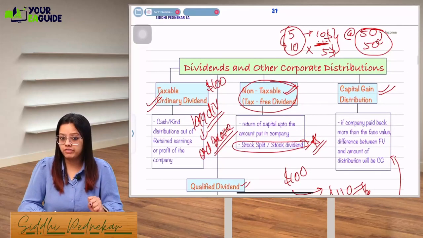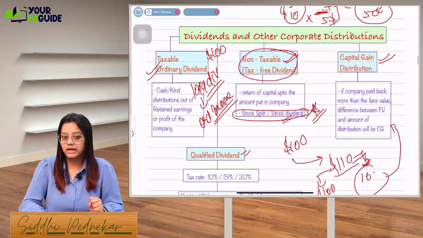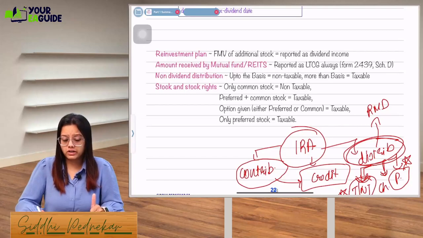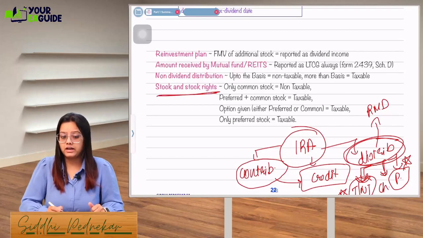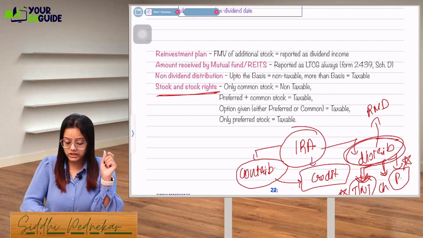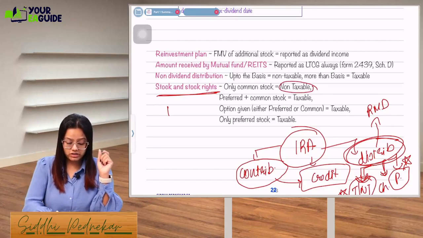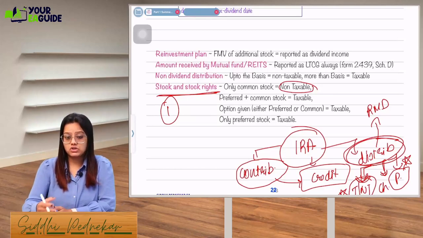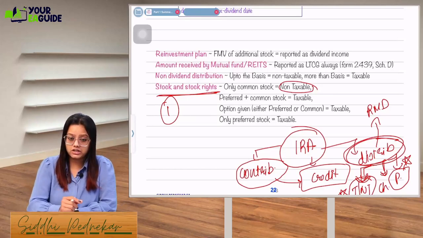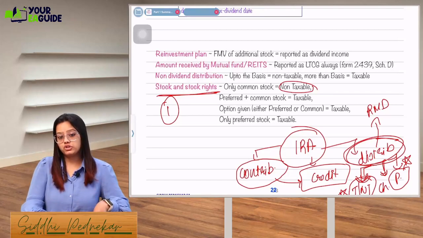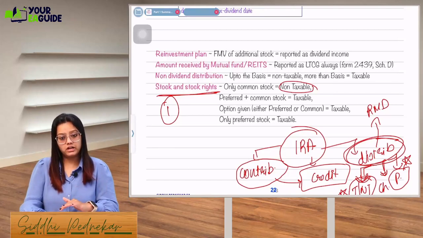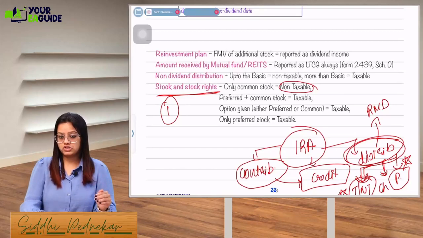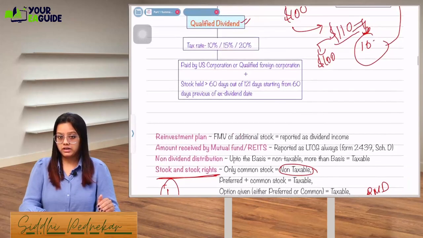In the same way, stock dividend. For stock dividends, we have a few criteria. If you receive stock and stock rights, and it is only for common stock, then it is non-taxable. A theory question will come straight away based on this topic. Stock and stock rights, only common stock, then it is non-taxable. If you have the option to buy either common or preferred, then it will be wholly taxable. If you have the option to buy only preferred stock, then it will be taxable. Here is the taxability.